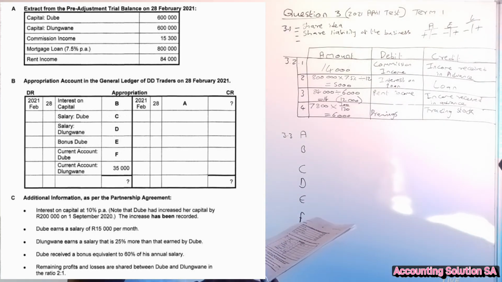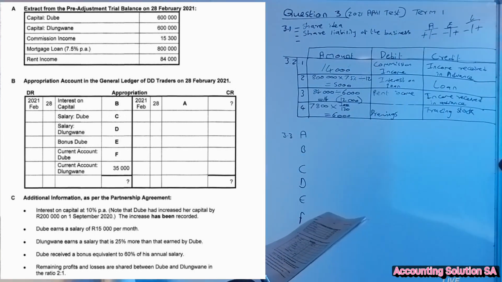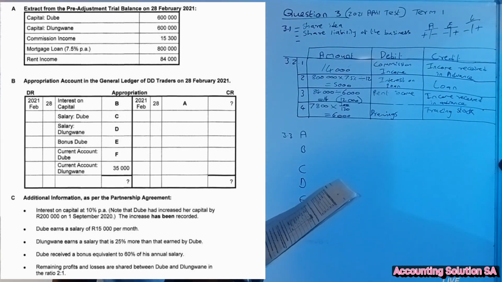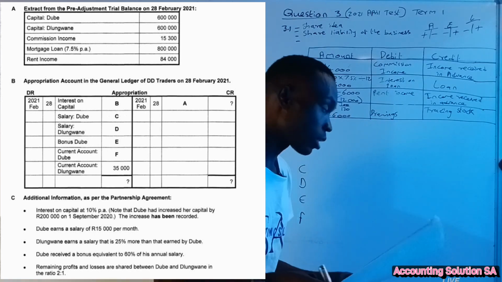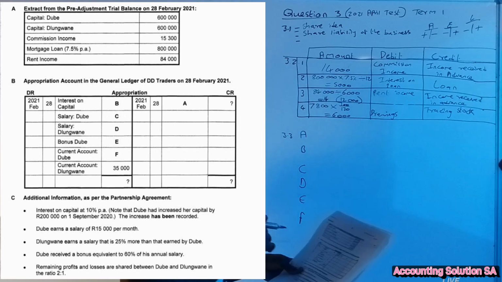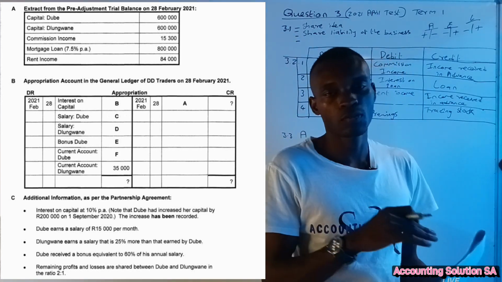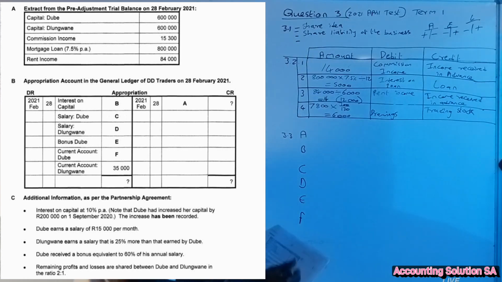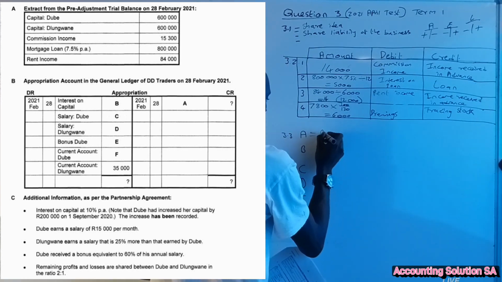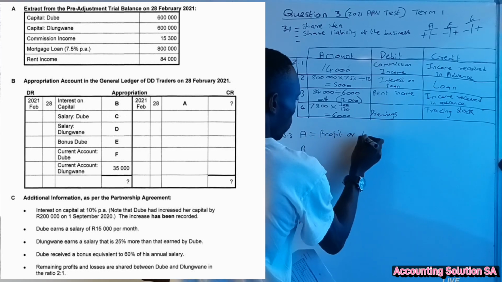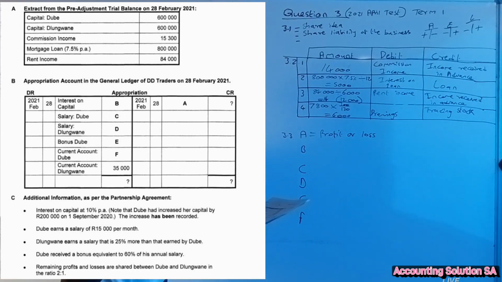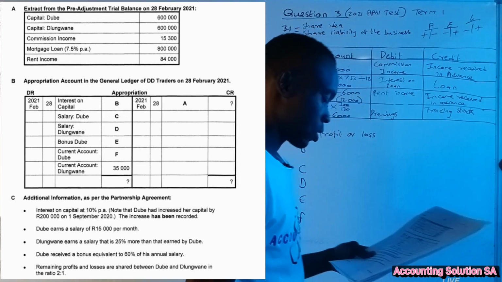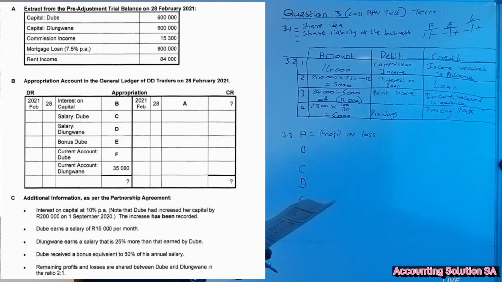Okay, number A, they don't want an amount, but they want a word that we need to write on number A. What do we write under appropriation? Obviously, you must know the format. You must make sure that you know the format, guys, so that it can be easy for you. So it's profit or loss. We write profit or loss on our credit side. Okay, then number B, they are looking for interest on capital. Interest on capital is for both partners. Which means that we have to go into the additional information as per partnership agreement.